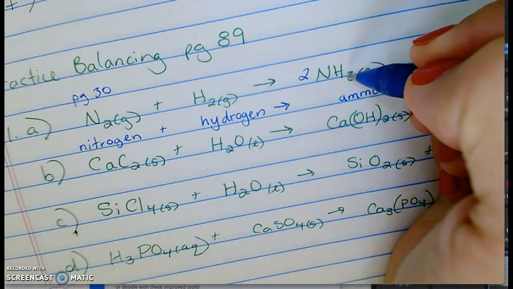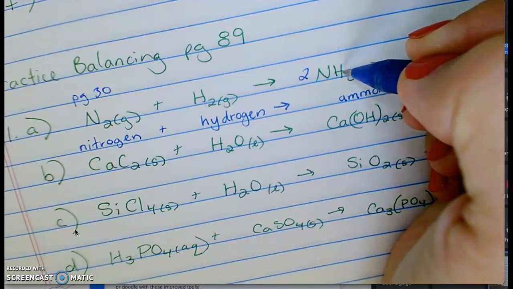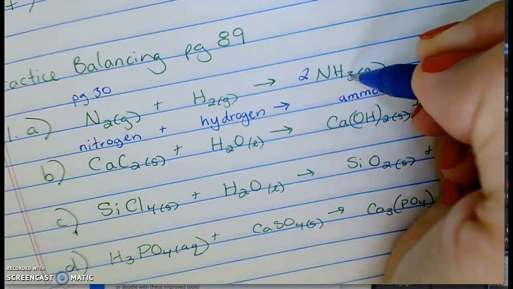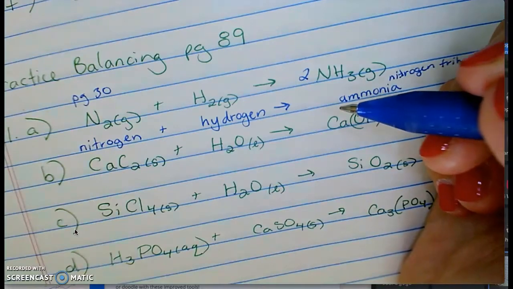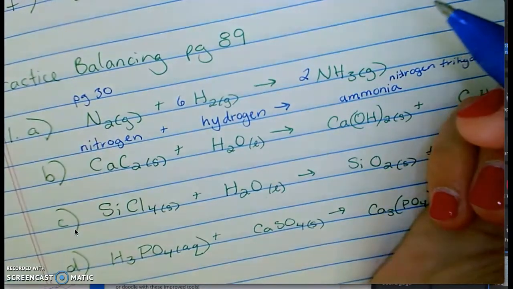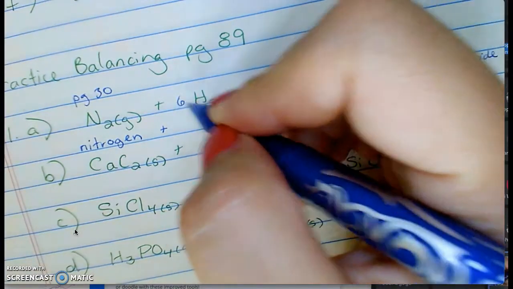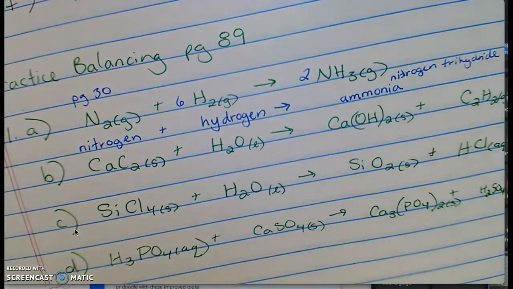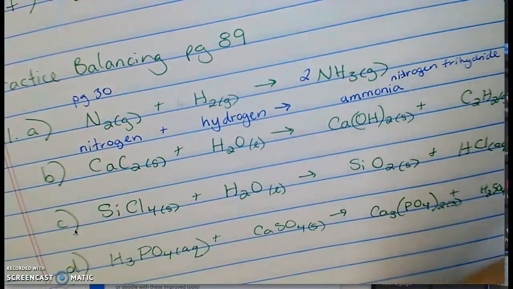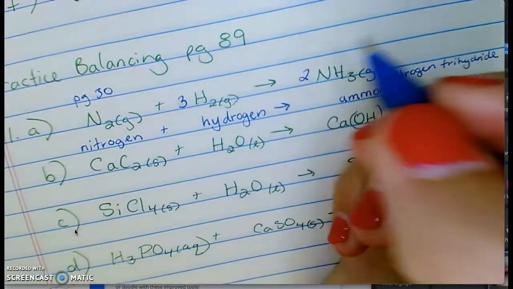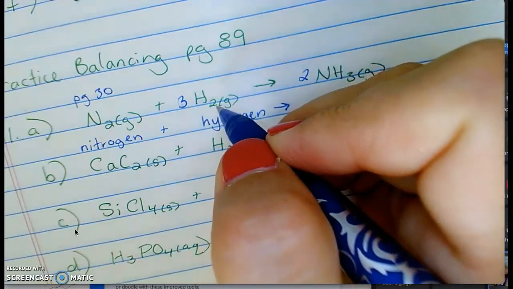So now we have 3 atoms of hydrogen. But 2 times 3 is 6. So I need to have 6 atoms of hydrogen on this side. So I'm going to put a 6. And then you go, whoa, whoa, whoa. That means you're going to have 12, because 6 times 2 is 12. That's way too many. We only need 6 total on that side. So let's only put 3 molecules of hydrogen. We're going to have 3 times 2 makes 6.